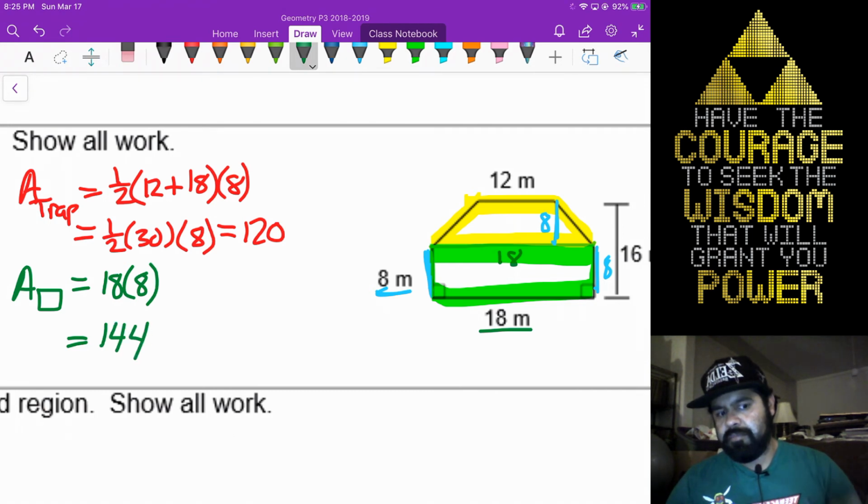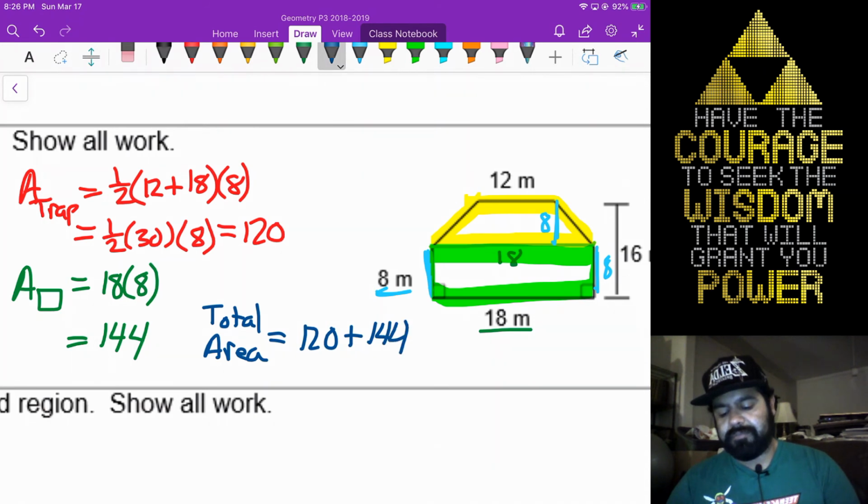144. 9 times 8 is 72. And 18, you double that, so 144. So our total area is going to equal 120 plus 144. Okay.